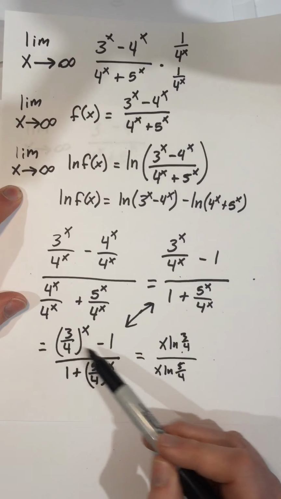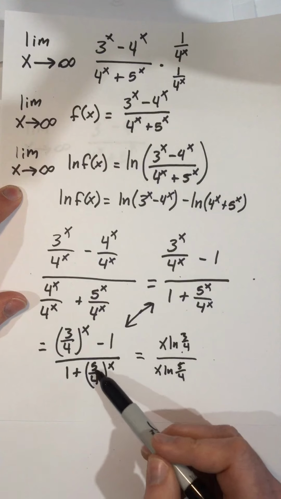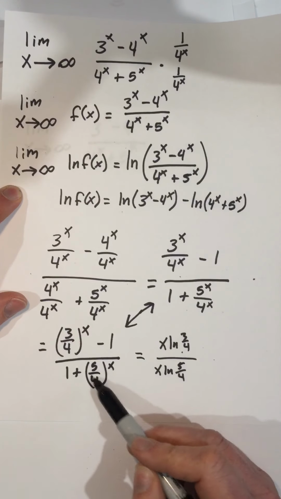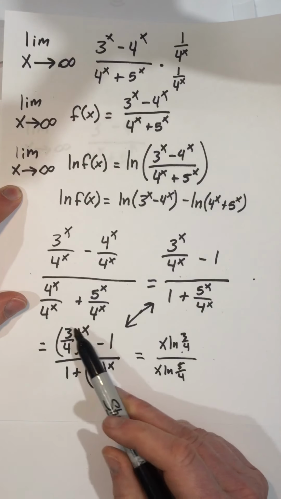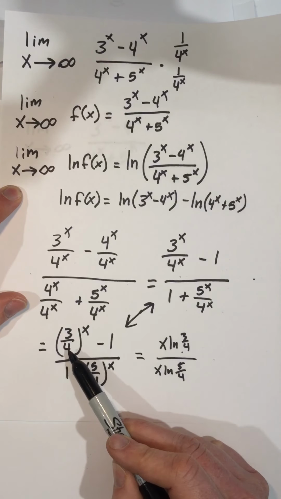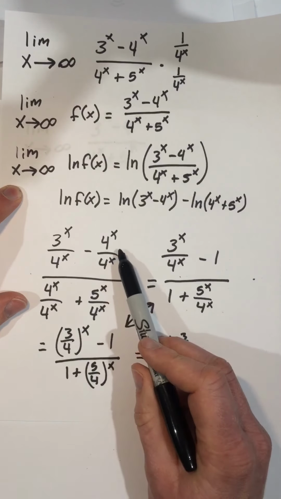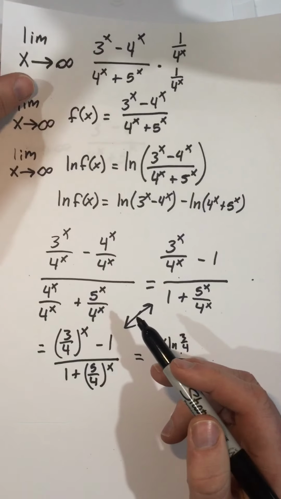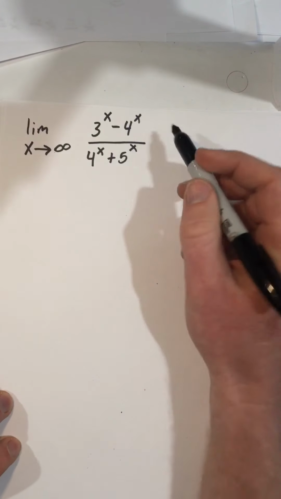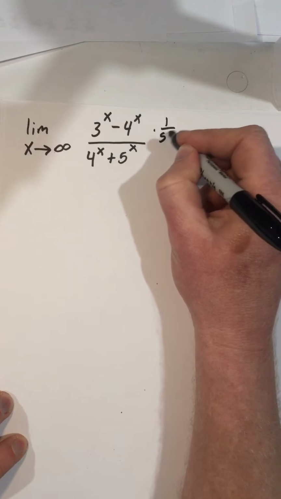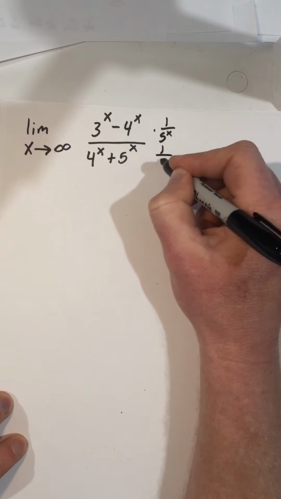So this is actually 0 minus 1 on top. On the bottom, though, you get 5 over 4 to infinity. That actually gets really large and gets closer to infinity. So this part where this gets closer to 0, that's the key to the problem. I shouldn't have used 1 over 4 to the x. I should have used 1 over 5 to the x. You'll see that here. So let's go ahead and multiply the top by 1 over 5 to the x and multiply the bottom by 1 over 5 to the x.